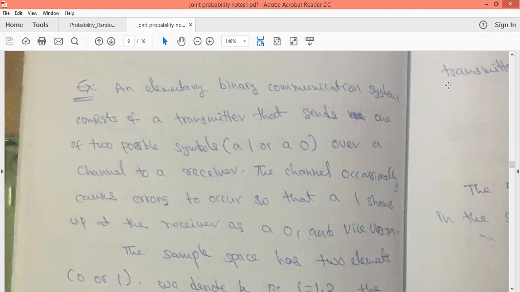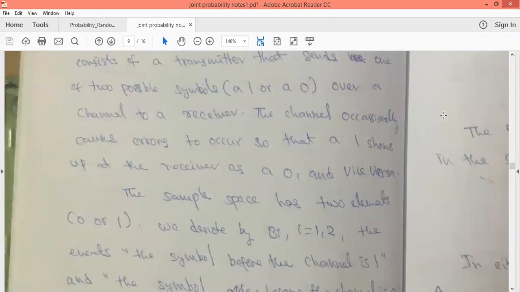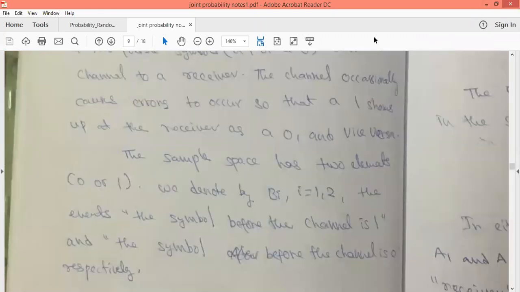So we have discussed that this channel causes errors occasionally. Whenever it causes errors, when we are transmitting value 1, at the receiver side it is shown as 0 and vice versa. So the sample space has two elements, either 0 or 1. Here we use Bi where i is 1, 2 because we have two bits, either 0 or 1. Bi is used to represent the bits before the channel, meaning at the transmitter side.